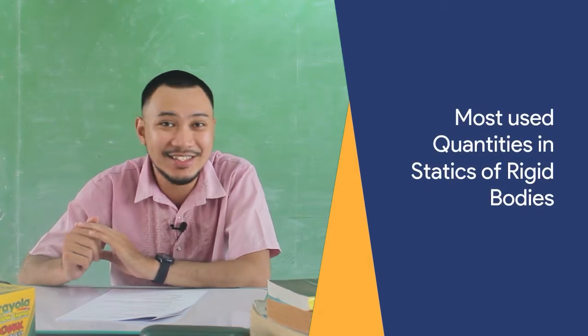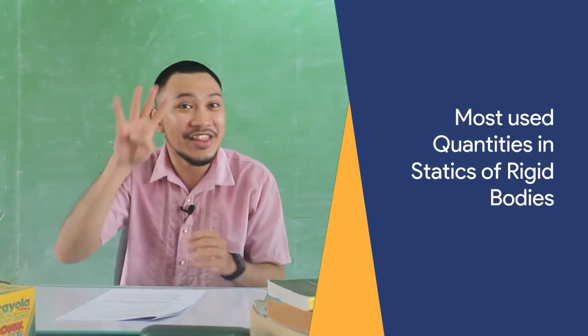So these are the most used quantities of statics of rigid bodies. And take note of this, these are only 4 quantities, and you will see these quantities used again and again throughout this course. Okay? So first is the length.